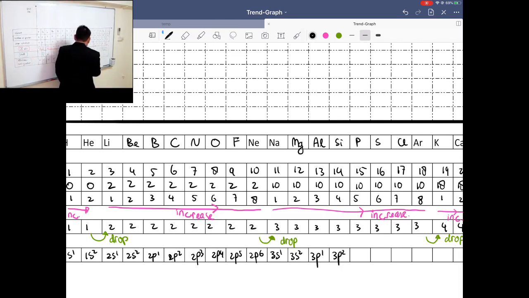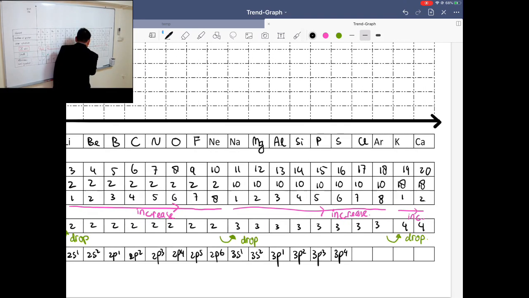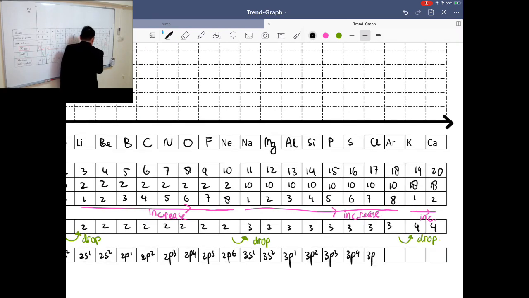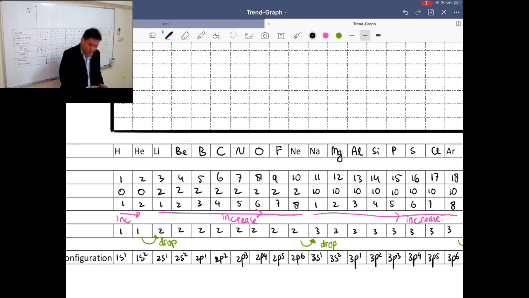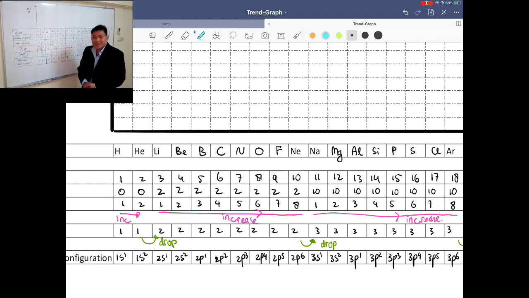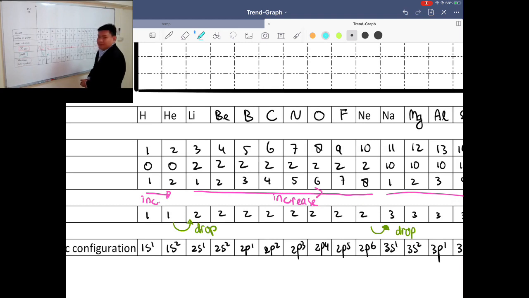For sodium, starting from 3s, so 3s1, 3s2, 3p1, 3p2, 3p3, 3p4, 3p5, and for argon of course 3p6. So 4s1 and 4s2. As I mentioned, some of these electronic configurations are stable. How are we going to deduce which electronic configurations are stable? Very simple.